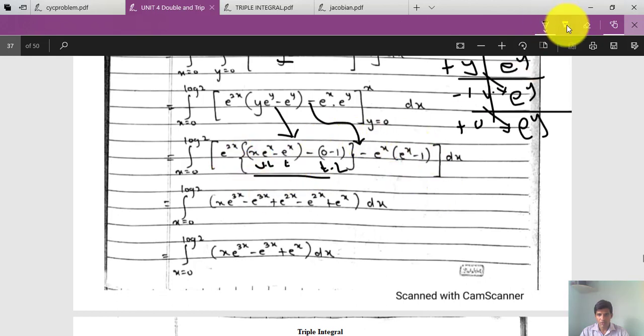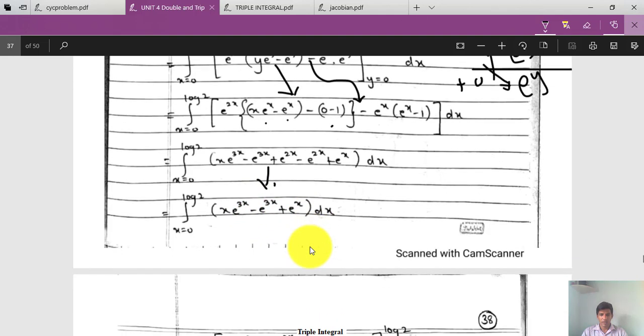Now after simplification I get x e raised to 3x minus e raised to 3x plus e raised to 2x minus e raised to 2x plus e raised to x, over the limit 0 to log 2. If I simplify this further, it turns out to be x e raised to 3x minus e raised to 3x plus e raised to x.